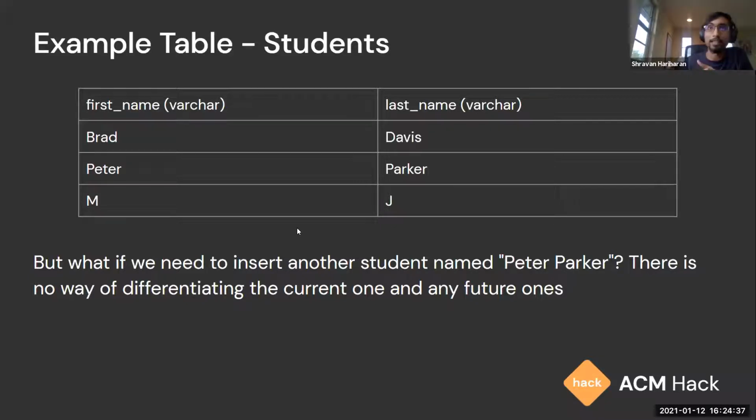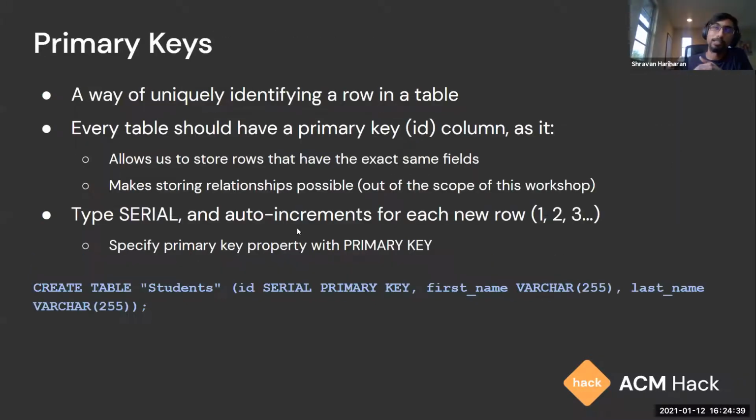And yes, that's correct. We do need an ID column. This is referred to as a primary key in relational databases, and it is just a way of uniquely identifying a row in a table. So every table should have a primary key column. By convention, it's called ID. And this will allow us to store rows that have the exact same fields. So we could store multiple Peter Parkers or multiple Brad Davises within our database if there are multiple students with those names.